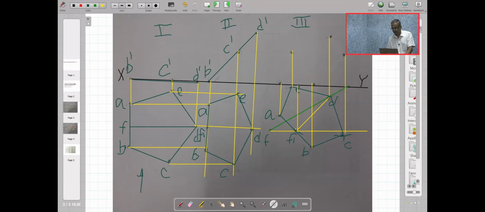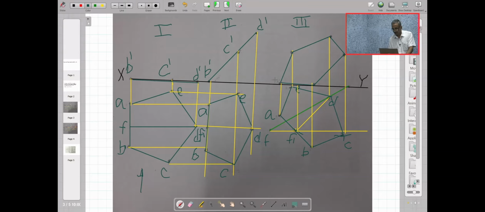Okay. Now I got all the 5 points. Let me join all the 5 points. So this is my A, B here, C here, D here, E here. Let me name the points for your convenience.